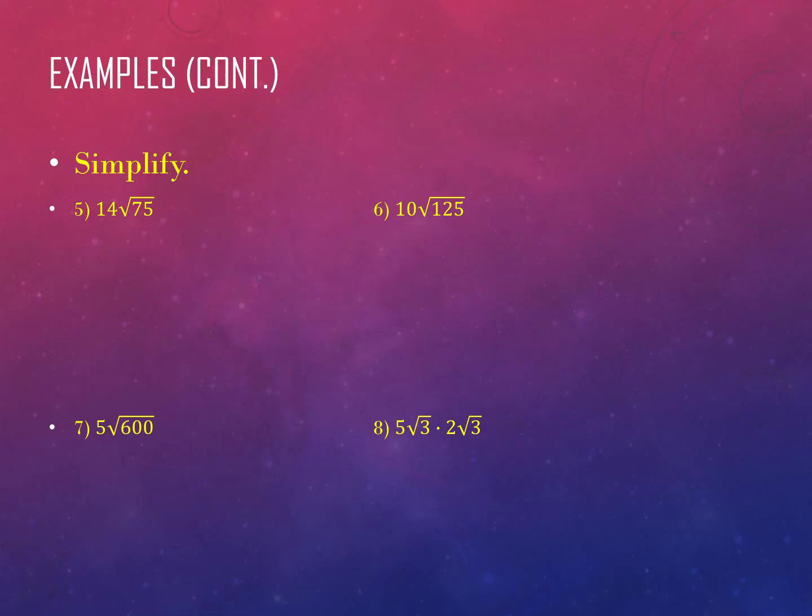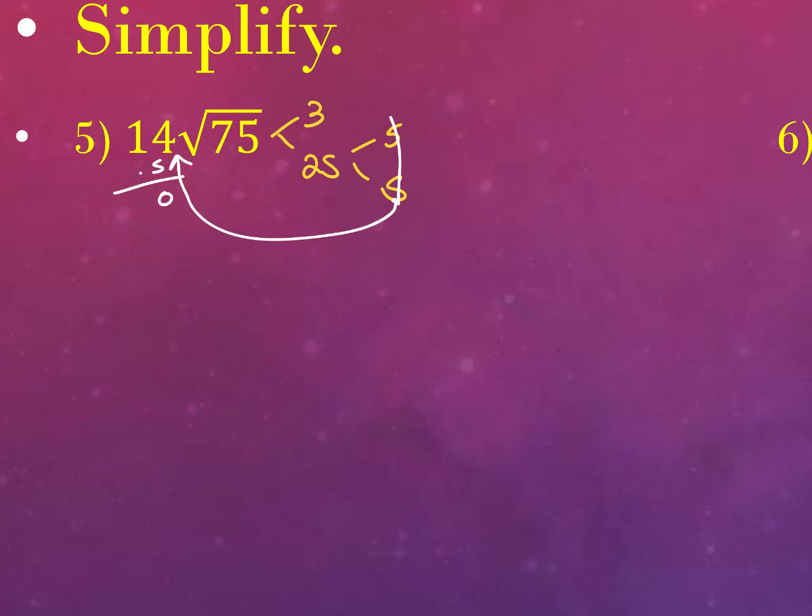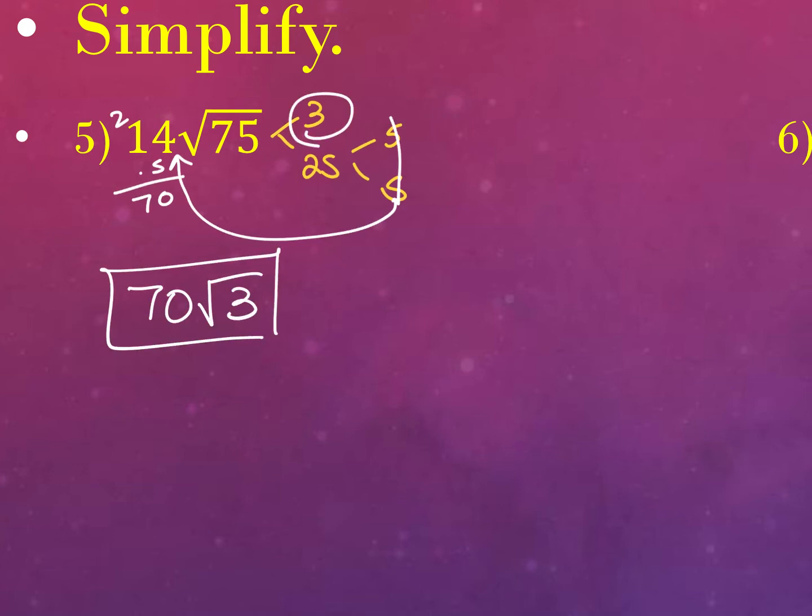Okay, continuing on the same process. Number 5, 14 times the square root of 75. 75 is 3 and 25, which is 5 and 5. The two 5s go to the outside and get multiplied by that 14. 70's on the outside, and 3 is left underneath.